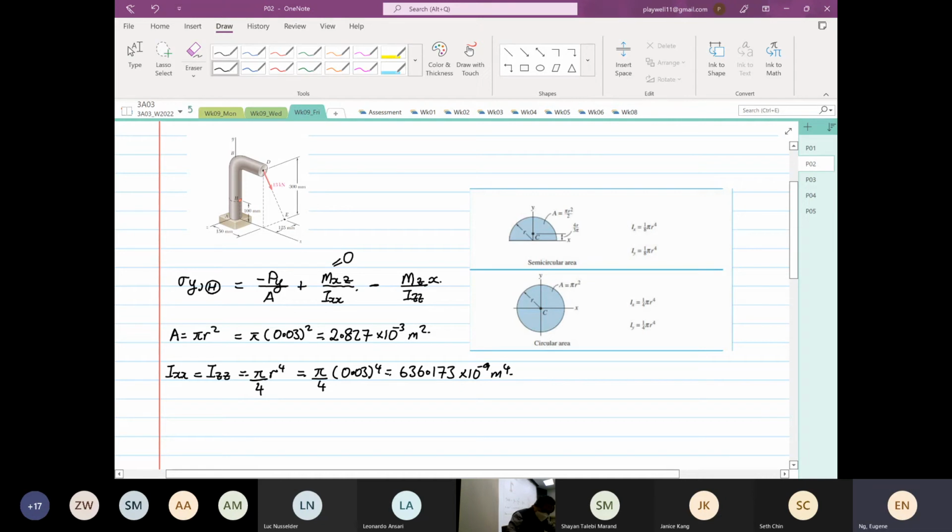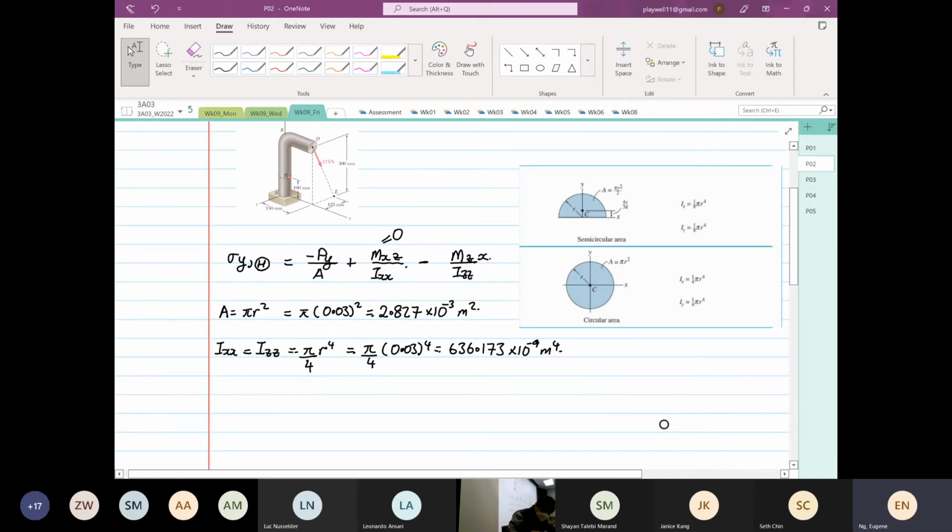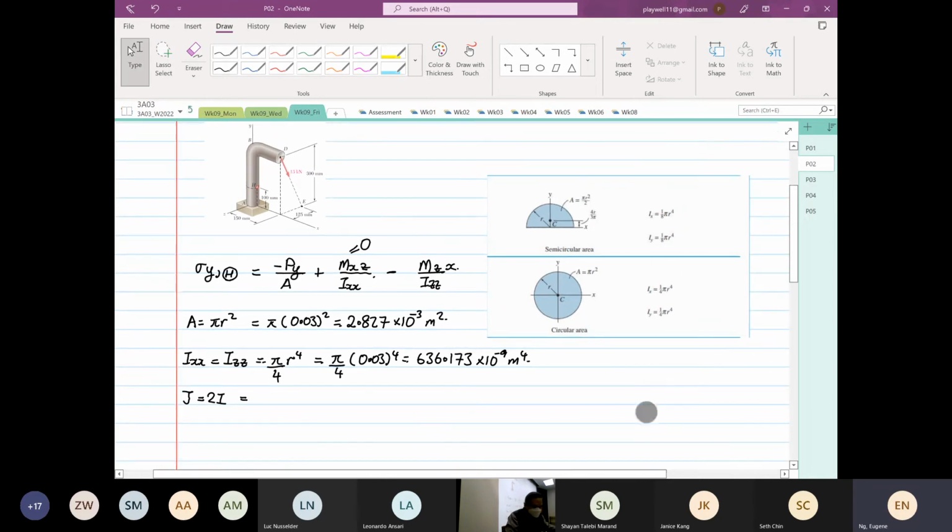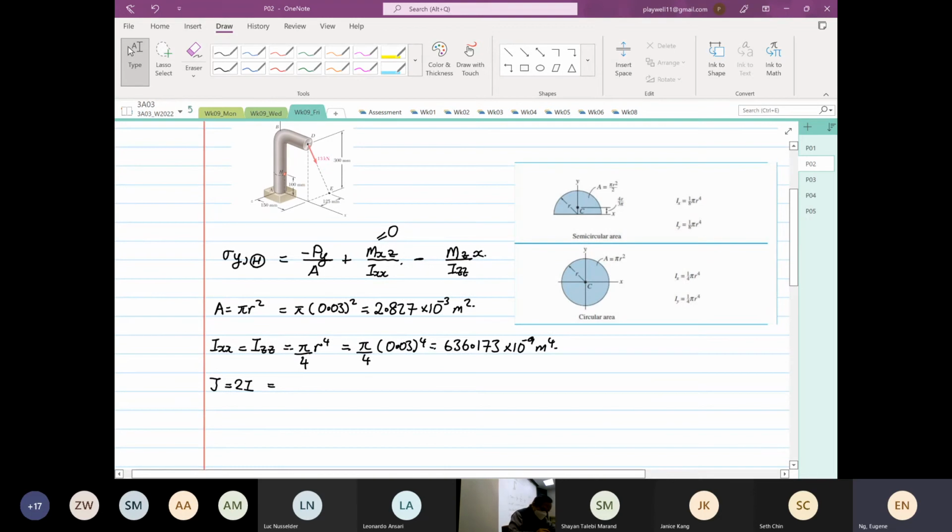Okay. And then I'm going to write down a relationship. Because we have a torque, we need to find the second polar moment of area. So J is equal to twice of I. Okay. So that's why I only gave the formula for I. I did not give it for J. So just remember J is equal to twice of I.